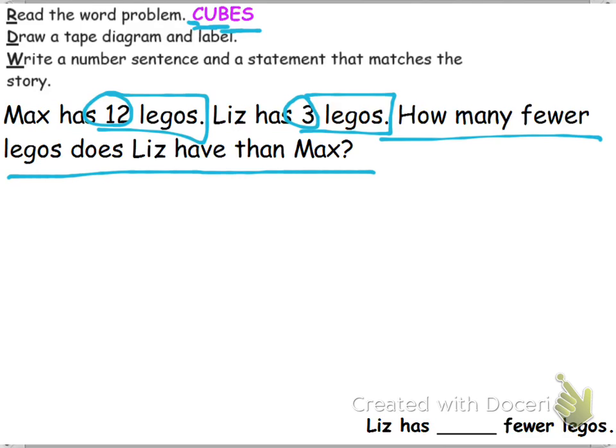Now this is very tricky because when looking at this, it doesn't come out and tell you what the whole is. We know that we are comparing Max and Liz. So the one that has the most Legos would be our whole in this instance. So Max's 12 Legos will be our whole. So we're going to draw our whole.